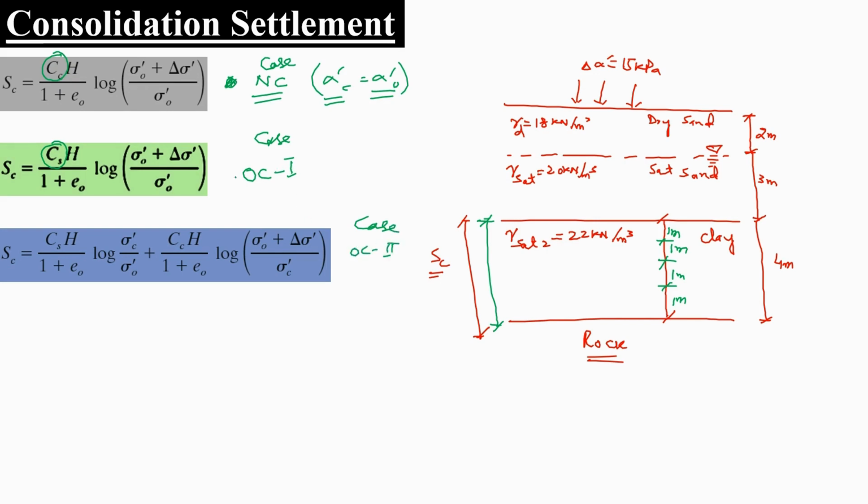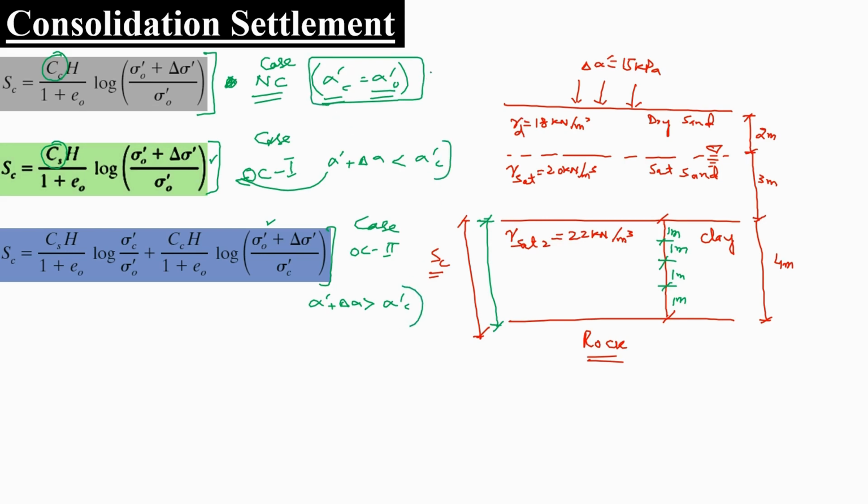So what are the conditions to use this formula and this formula? Simply, if sigma prime plus delta sigma is less than sigma prime C, then you will use OC case 1, and if sigma prime plus delta sigma is greater than sigma prime C, then you will use the second case. This last one, OC2, is the second case. This one is the second case of over consolidated soil, this is the first case of over consolidated soil, and this is the case of normally consolidated soil. So the normally consolidated condition does not occur most of the times. So mostly we see application of the other conditions.